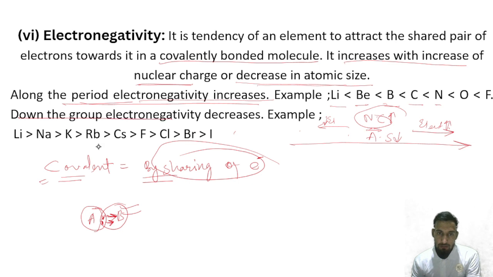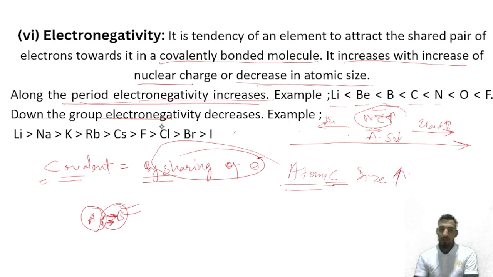On moving down the group, electronegativity decreases. Why? Because the atomic size increases. Atomic size increases. This has more influence than nuclear charge. So we say atomic size increases, hence electronegativity decreases on moving from top to bottom along a group. This is the trend of electronegativity.